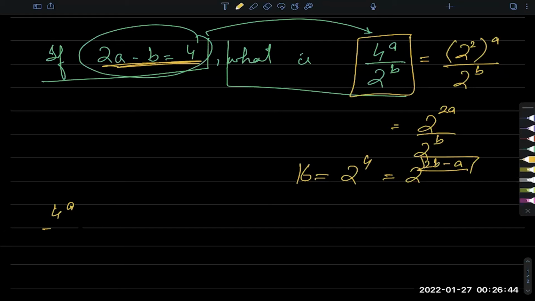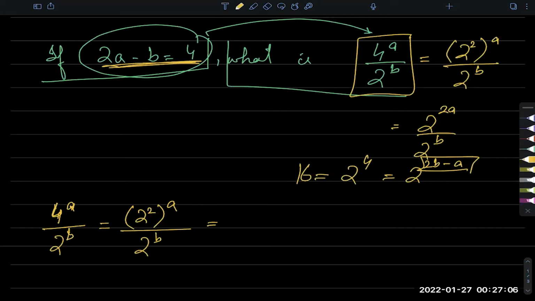This was the question, 4 power a over 2 power b. And what they told me was 2a minus b is equal to 4. But turns out I do not see a connection of this thing with the question itself. So what I did is that I first broke it down. I know what 4 is. This is 4 power a, and 4 is 2 squared. That means it is 2 squared power a.